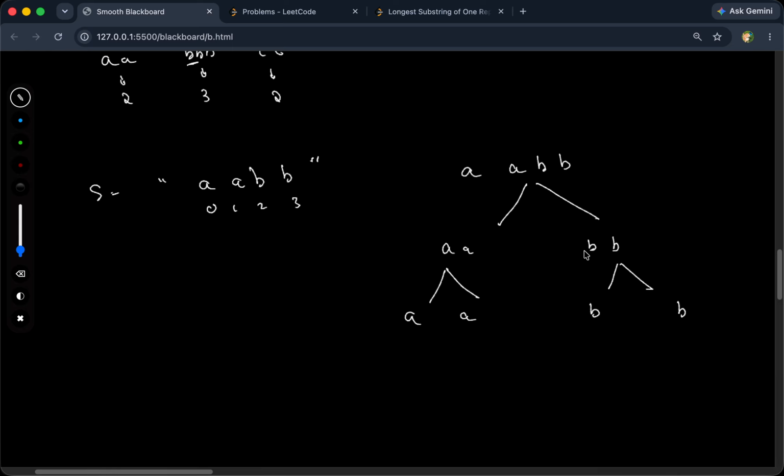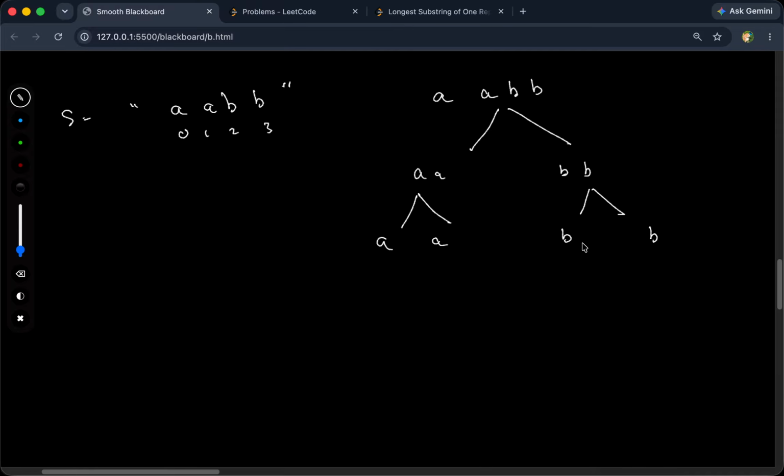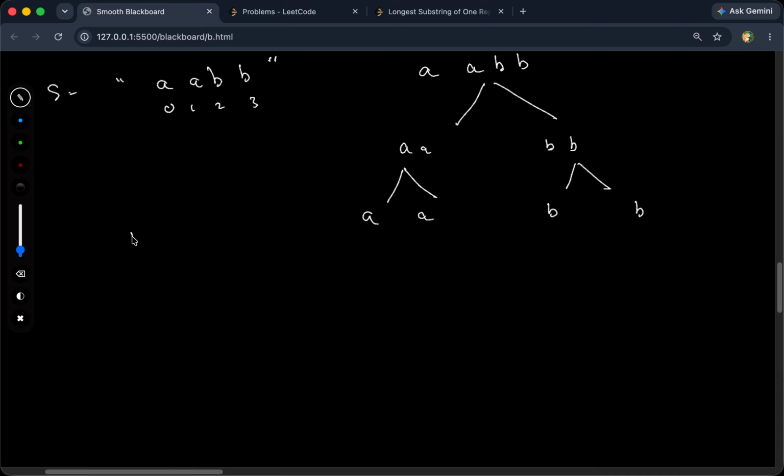But what do we store? This is the most important part. For every segment we do not just store the characters, we store useful information about that segment. For each node we need the left character, right character, prefix, suffix, and best. Do not worry, let's understand each one with A B B.